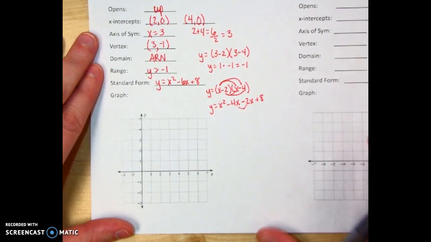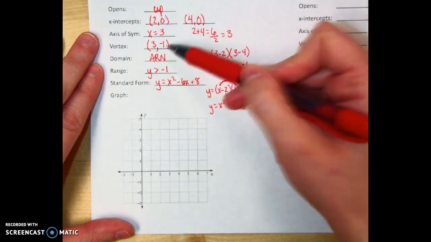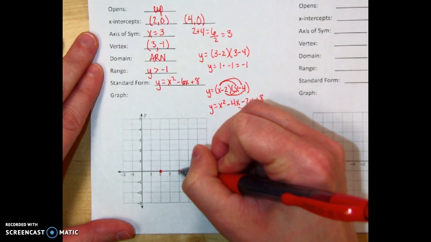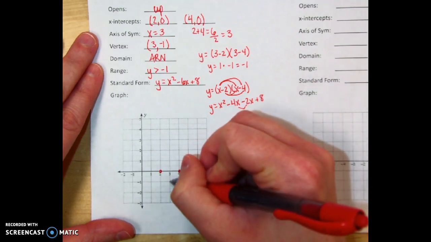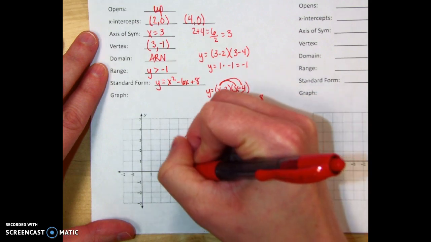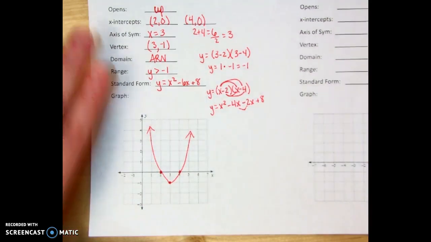The last part is I'm going to graph these 3 points. So 2, 0, 4, 0, and 3, negative 1. And make your U shape. And that's it.